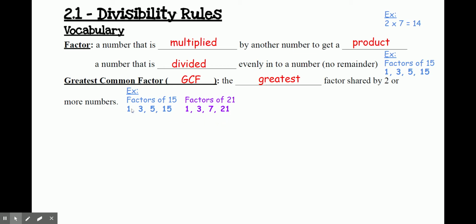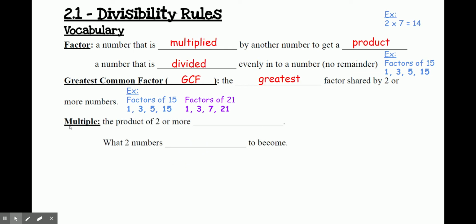So which is the greatest factor shared by both of them? Well, they both have 1, they both have 3, this one has 5, but this one doesn't. There's a 7, there's a 15, 21. So the greatest factor for both 15 and 21 looks to be the 3. So the GCF of 15 and 21 would be 3 because it's the greatest factor that both of them share.